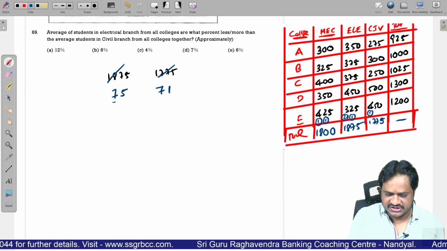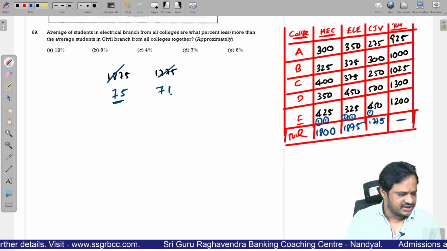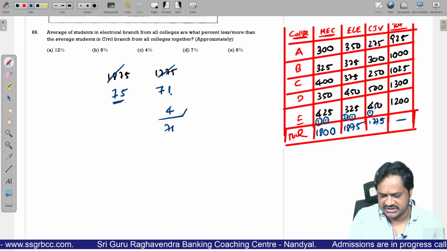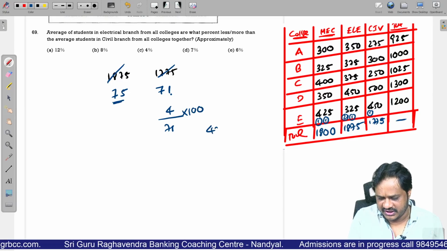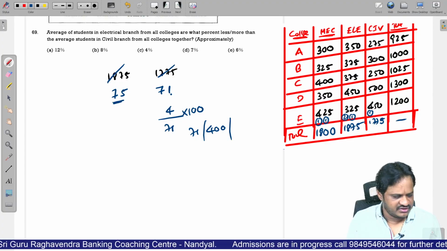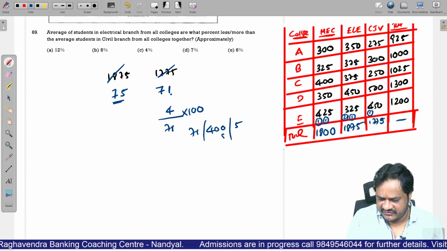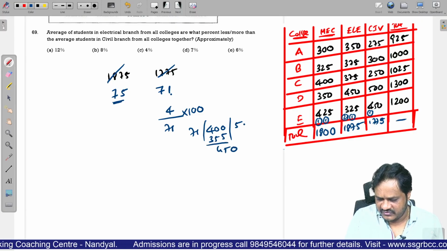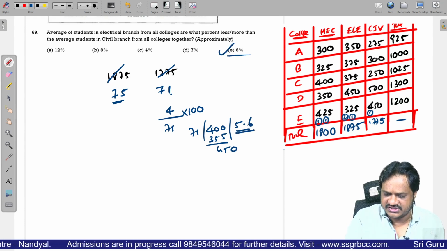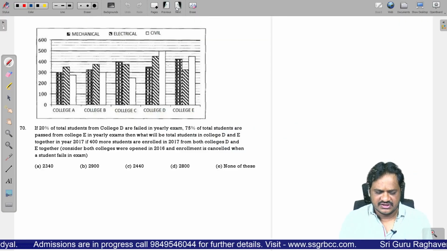Now the question is, 75 is how much less or more than 71? It is more, 4. From where? 71 into 100. So divide 400 with 71. We will get 71 fives 355, then 450. Then we will get approximately 5.6, or equal to 6. Then next question.